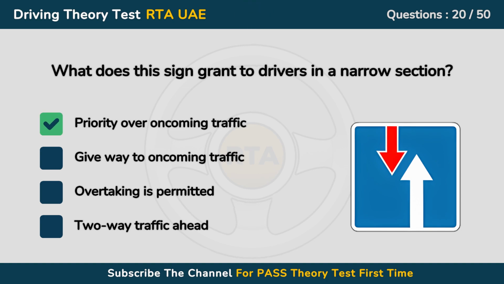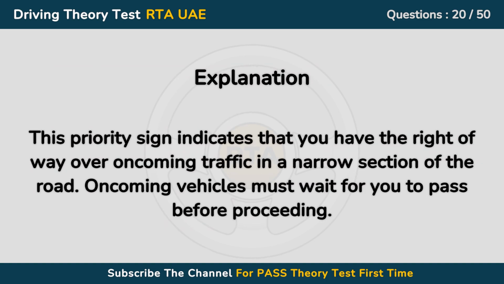Answer is A. Priority over oncoming traffic. This priority sign indicates that you have the right of way over oncoming traffic in a narrow section of the road. Oncoming vehicles must wait for you to pass before proceeding.